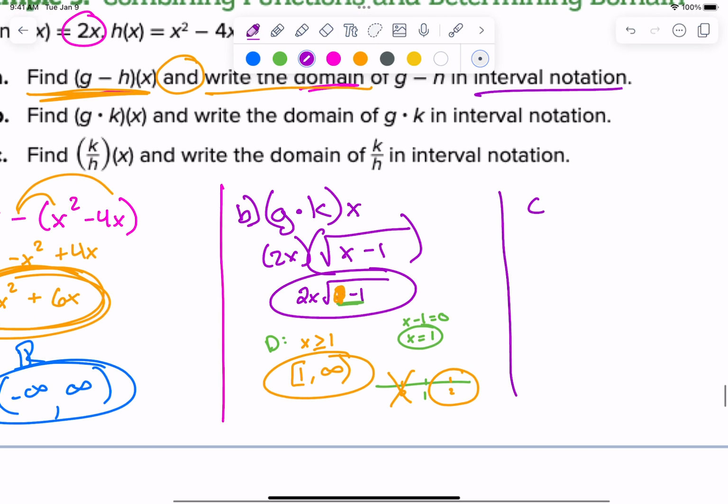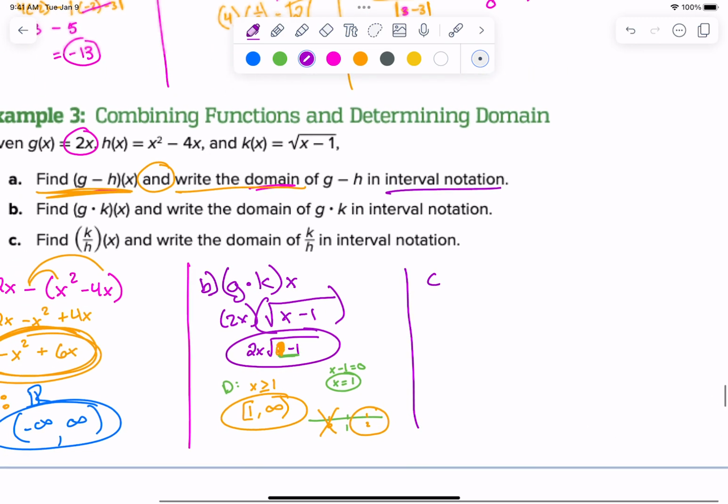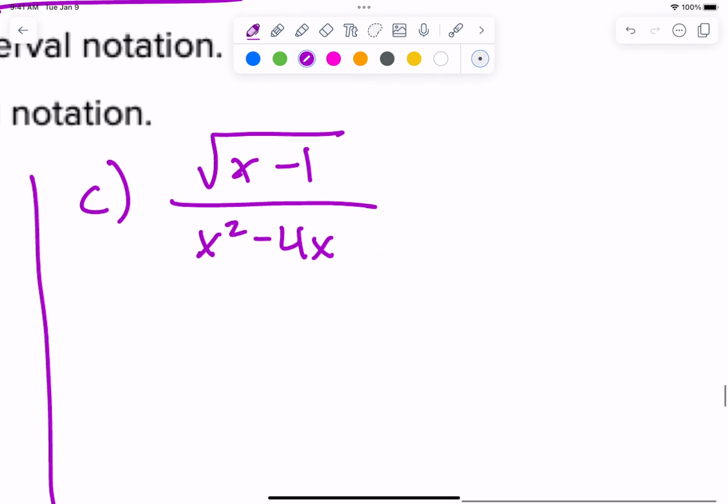C is division. We are dividing H and K. Okay, that's not too bad. K is on top. Oh heavens to Betsy. All right, the square root of x minus 1. This one's going to be icky. H is the bottom. It is x squared minus 4x. Oh heavens. What can I do to simplify it?